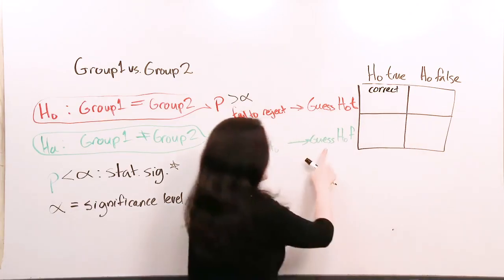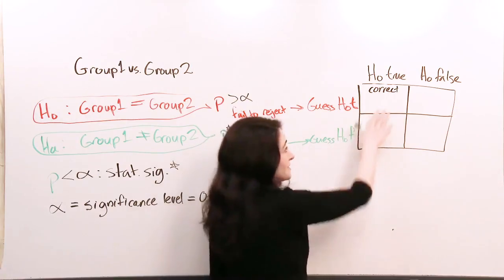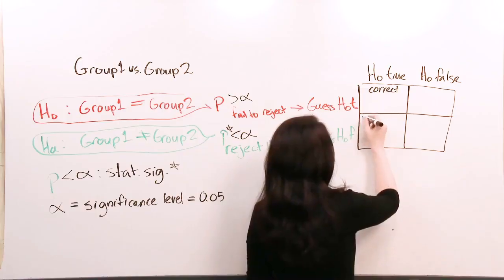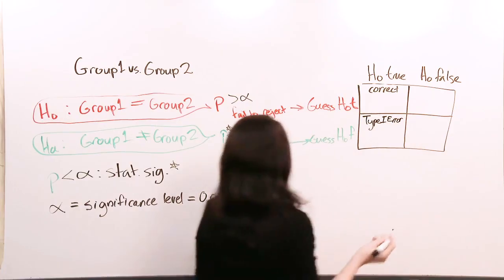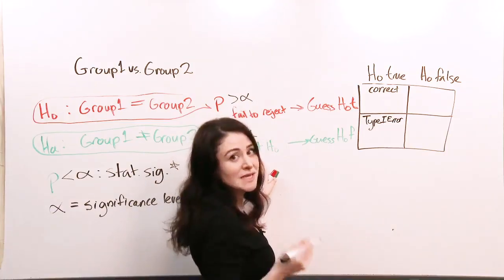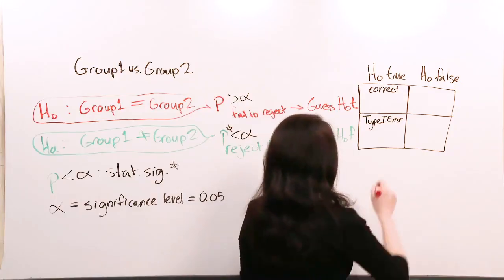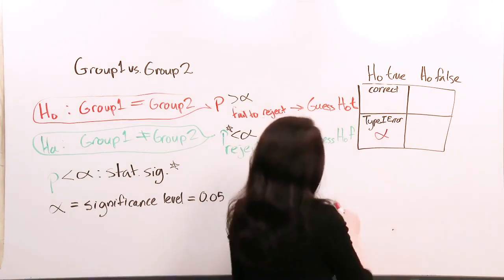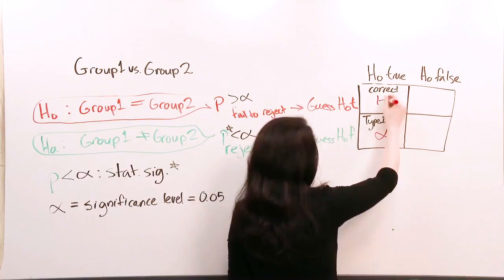If instead we guess that the null hypothesis is false, still in the universe where the null hypothesis is in reality true, we have made an error. This is called type 1 error. Type 1 error is rejecting the null hypothesis even though it's true. The probability of committing this type of error is equal to alpha. It's actually the same alpha as here. So if this is alpha, the probability of this is 1 minus alpha.